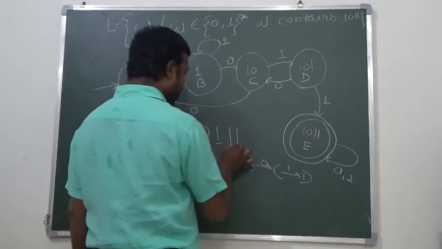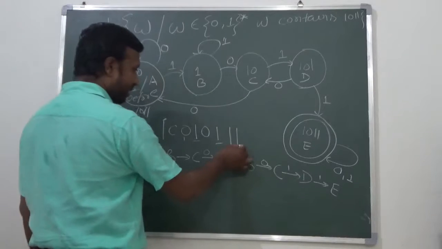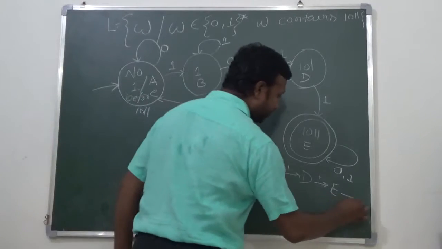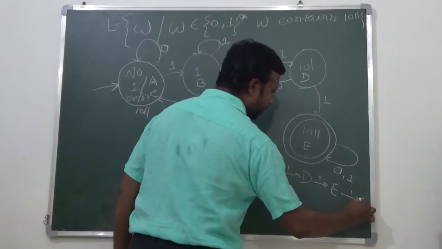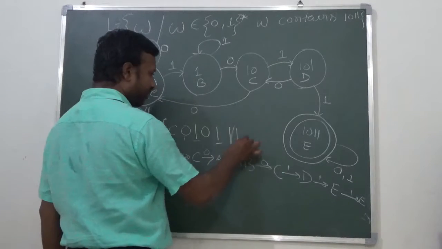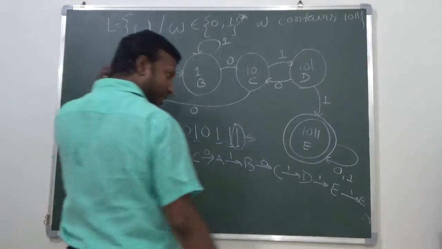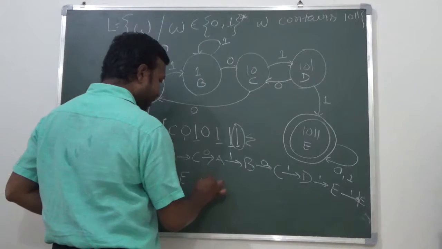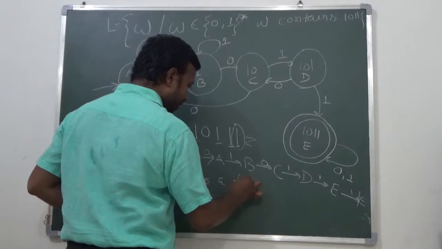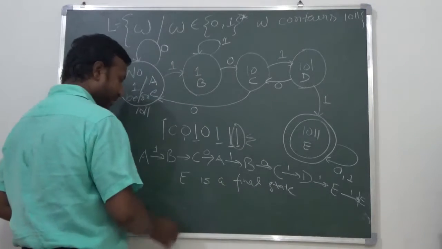And by having this final one, we are going to the state E. And then we are processing this final one. We are going to the state E. And after processing this final one, there is no more symbol to process. So what is the last state? The last state is E. And E is a final state.